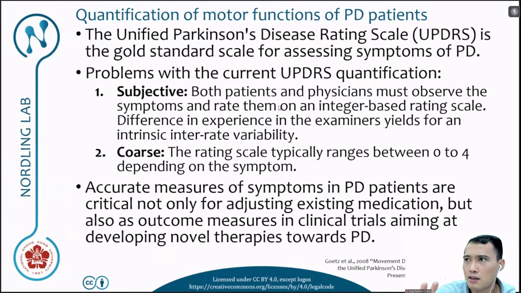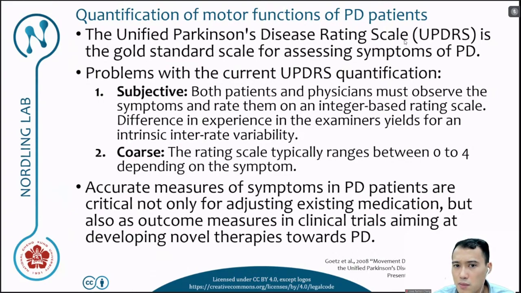So far, the gold standard for quantifying the motor function of Parkinson's disease patients is the Unified Parkinson's Disease Rating Scale. This is a set of questions that a physician and a subject are supposed to fill out. I would like to mention that there has been a revision of this rating scale by the Movement Disorder Society. So now the actual gold standard is the MDS-UPDRS score, for Movement Disorder Society. But the problem with this score is that, as we see it, there are two main problems. The first one is that it is subjective.